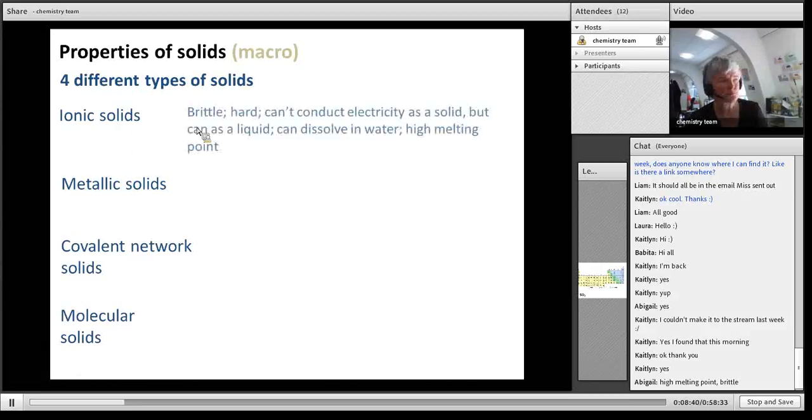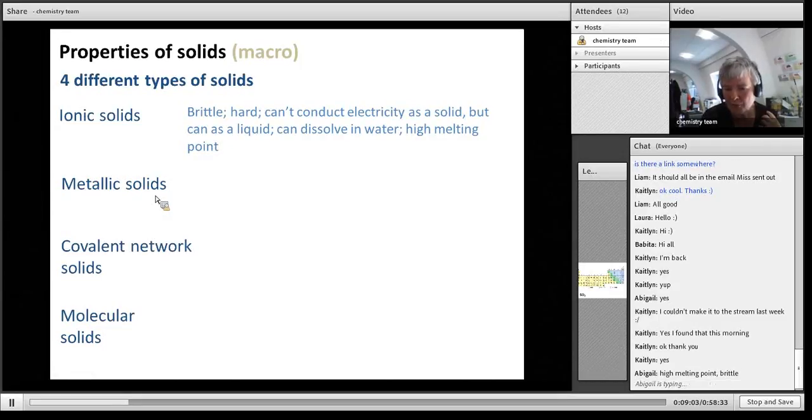Okay, so I've got that it's brittle, it's hard, it can't conduct electricity as a solid, but it can when you melt it. Usually they dissolve in water, it depends on the solubility, and it has a high melting point. What about metallic properties? Now I know we haven't really done this, but usually in year 9 and year 10 you go over properties of metals. What makes a metal a metal? There are 5 properties that all metals have to varying degrees.